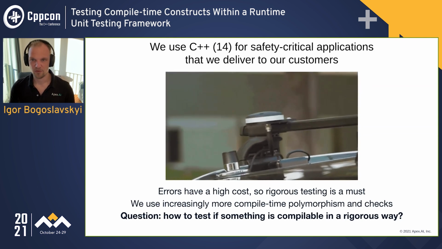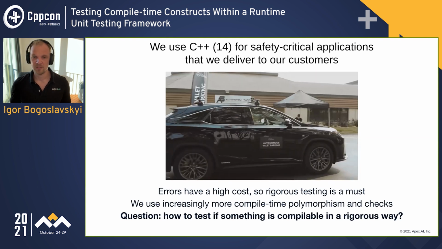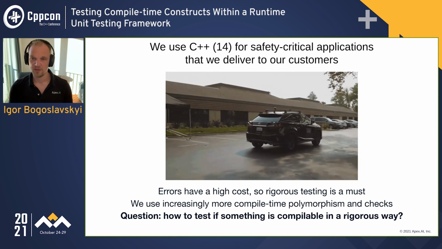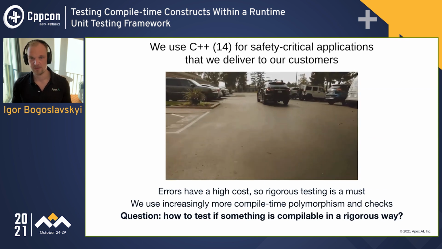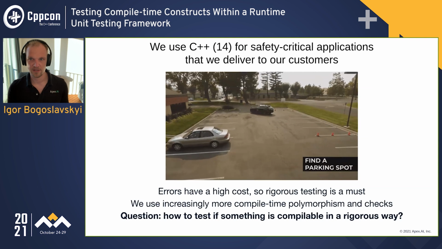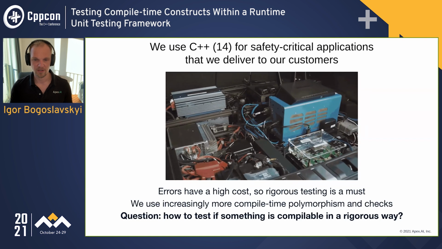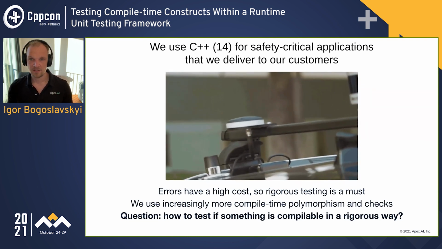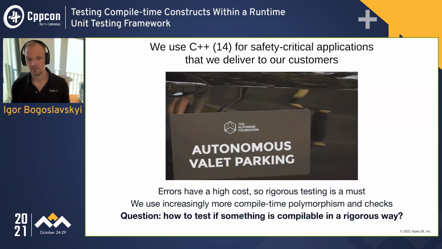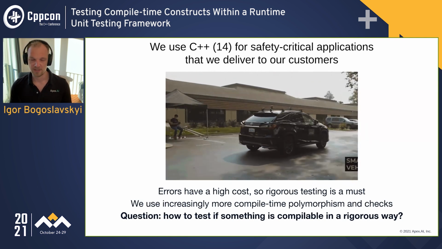I work for Apex AI. I'm a senior software engineer, and basically what we do is we code in C++, incidentally 14. We're a bit stuck because we're in the automotive industry and we create safety critical applications that we have to deliver to our customers eventually. So in the video here, you see just one example of such a task where a car has to autonomously park in some parking space. And in these situations, the errors have quite high cost. So testing has to be quite rigorous, and it's simply a must to have a comprehensive testing strategy.